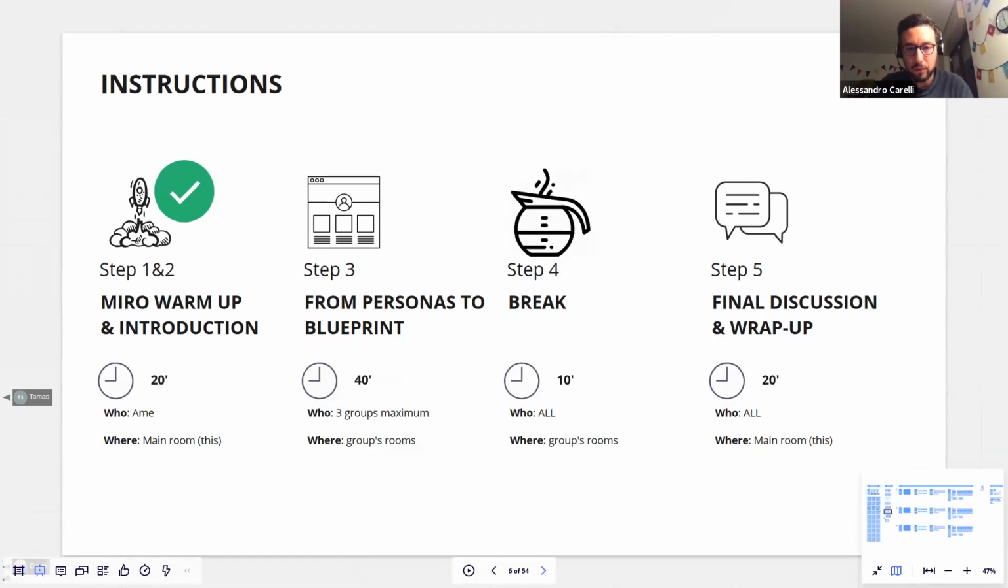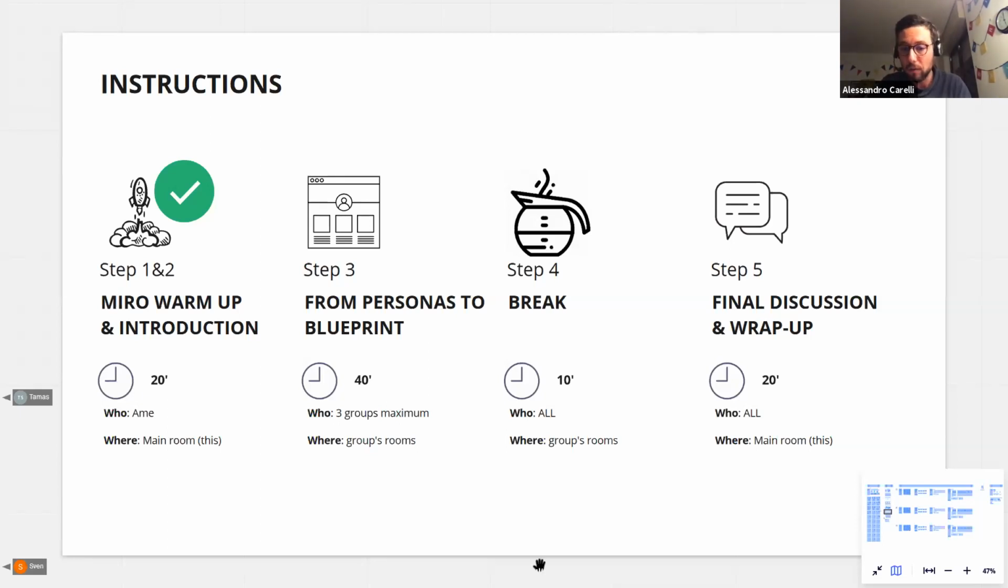Yeah, so just to give you an overview of how this workshop is structured very briefly. We are now in steps 1 and 2, the Miro warm-up and introduction. Then we will move to the hands-on session where we are going to use the tool that I've just mentioned. This will last around 40 minutes and we will split into 3 groups, and we are going to give you specific instructions for how to do that. Then it will be followed by a 10 minute break and the final discussion that will be facilitated by Amy.